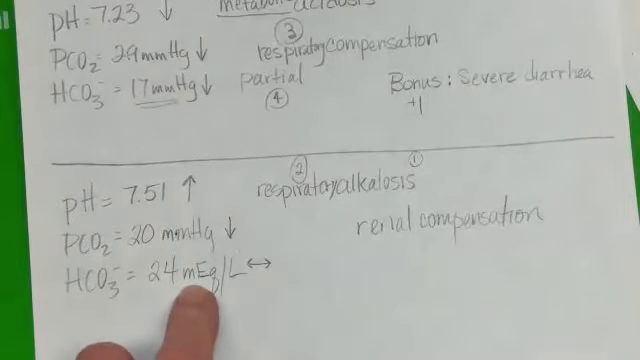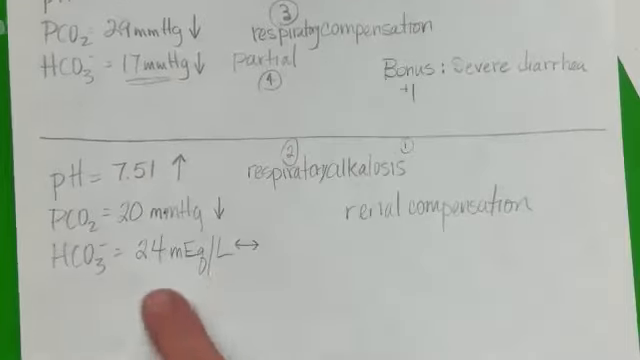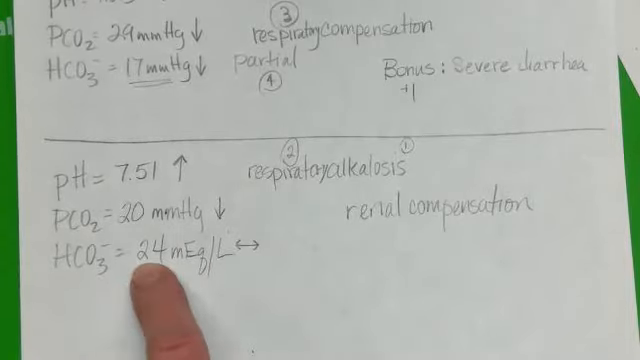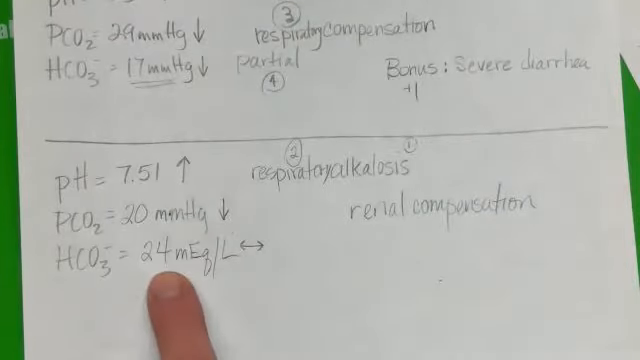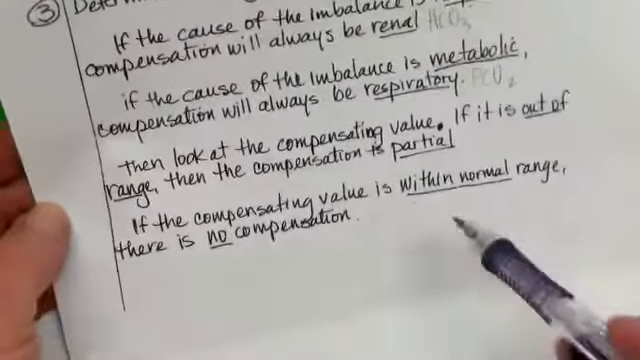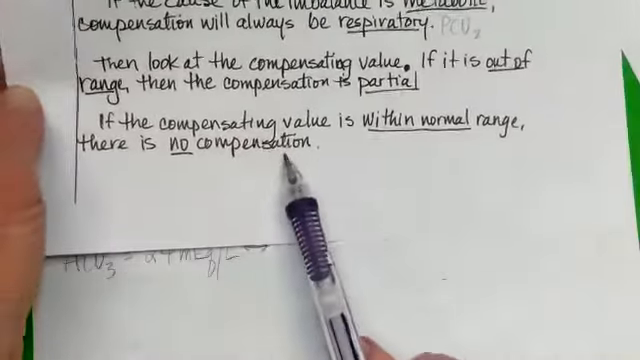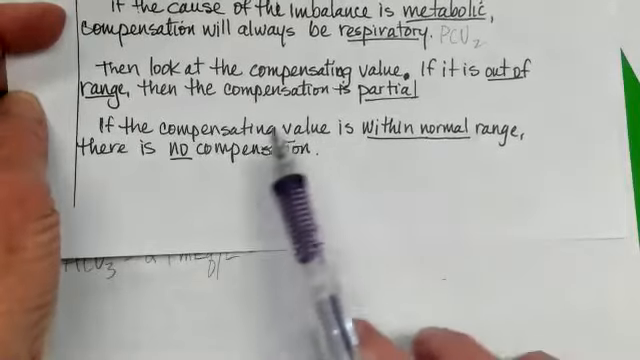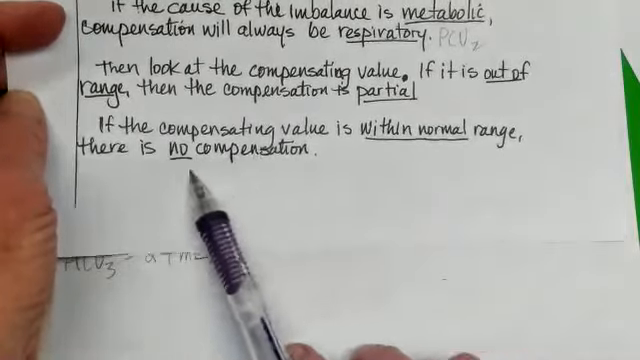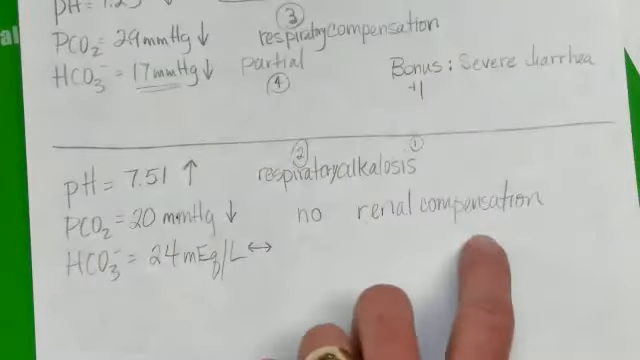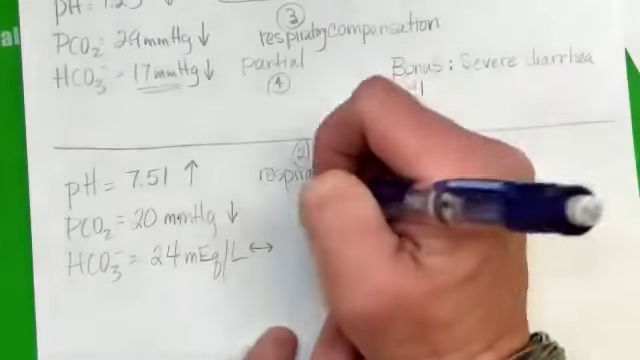Okay. All right, so did this number change? No, it didn't change. So does that mean my kidneys are actually doing something to fix the problem? No, they're not. Okay, so let's look here. This is the next step. If the compensating value is within normal range, there is no compensation. So what I'm going to put right here is no renal compensation. So this is point 3, this is point 4.